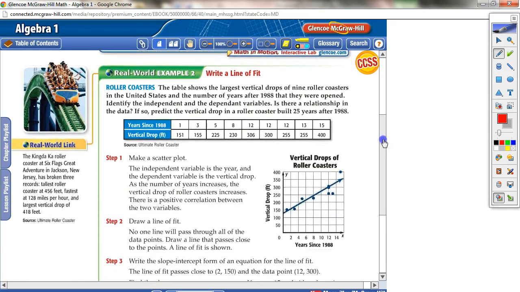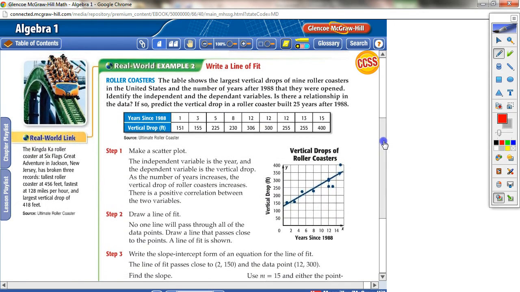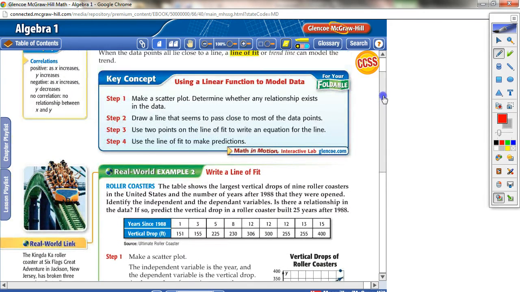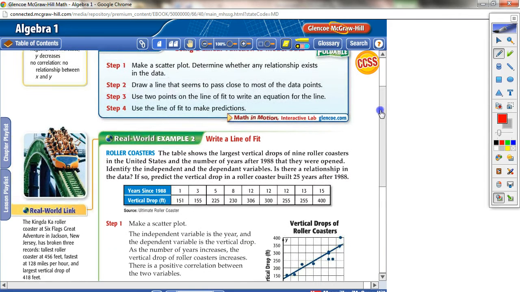Alright, so here's an example. So what you're doing here is with the scatter plot, you're going to just draw a line that goes past most of the points. It doesn't have to necessarily pass through the points, but you want to go through the closest, the closest to most of the data points.